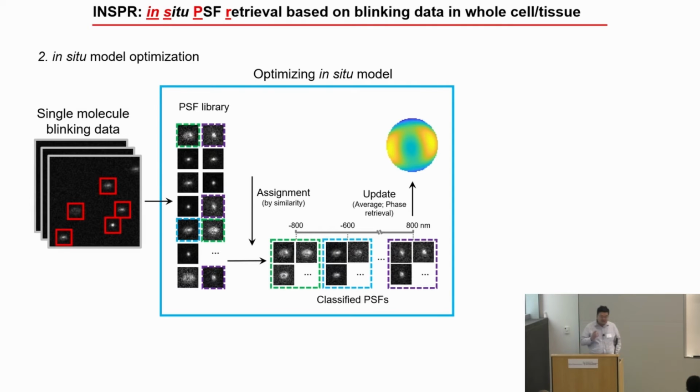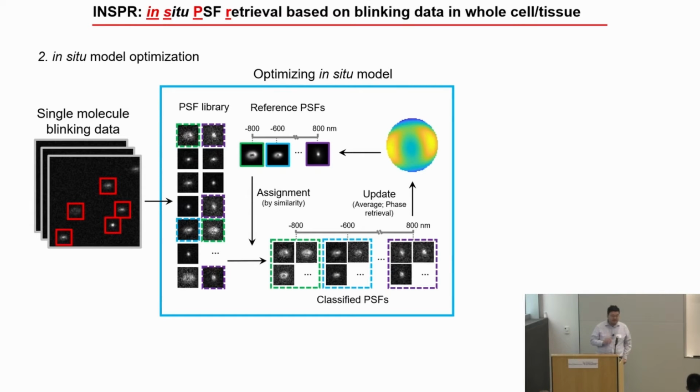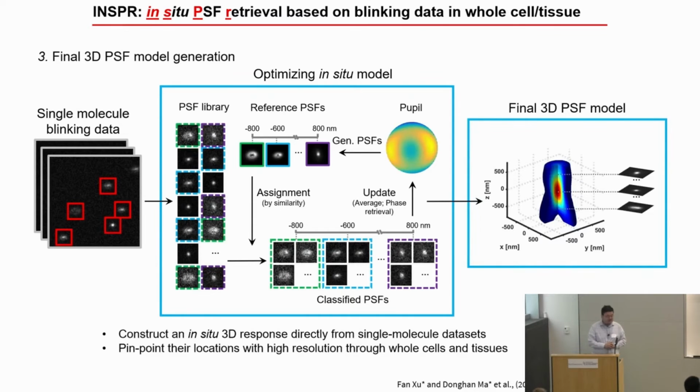You can see that this new pupil function using experimental data is slightly closer to the point-spread function that we just generated. Using these new pupil functions, you can generate new reference PSFs, and these new reference PSFs have now incorporated some of the information from the data. Now you can do this assignment again by similarity, do the average, and update another round of the pupil function, and eventually after 5 to 7 iterations, you get a final PSF model.